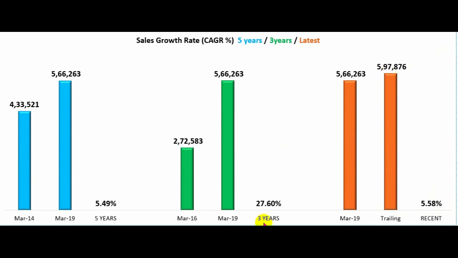In the last 3 years, the growth rate was very high at 27.6%. In March 16, although the sales had dropped to 2,72,000 from where it was in March 14 at 4,33,000, we can see a drop in the sales. But from there, in the recent 3 years, it has picked up to 5,66,263 crores. Whereas if you compare it in the last 5 years, we see a growth rate of 5.4%.